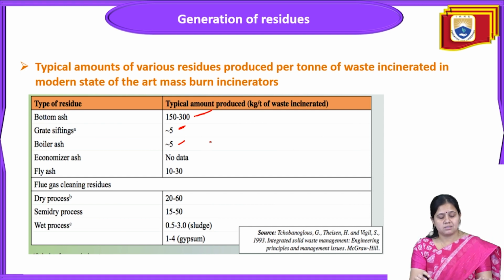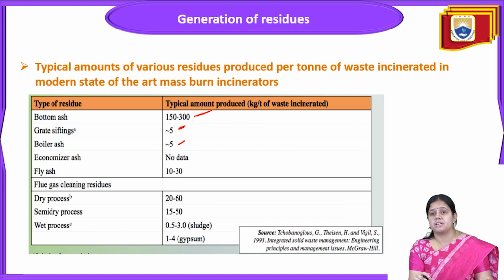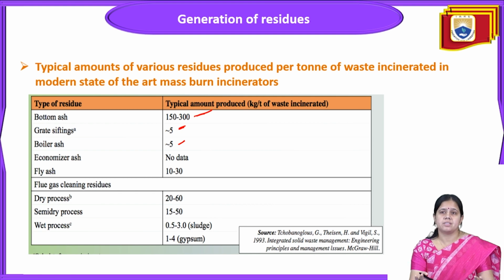So the flue gas cleaning system through the dry process, semi-dry process, wet process, means you can see that the typical amount of production of waste is very high, mostly from the bottom ash. So this bottom ash will be collected into the bottom of the chamber, and minimizing and managing this ash is very problematic. So various residues are produced per ton of waste incinerated in a modern state-of-the-art mass burn incinerator.